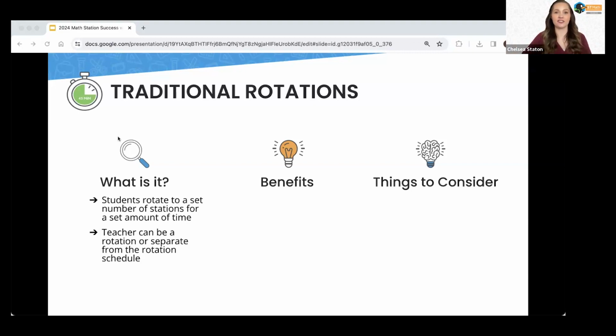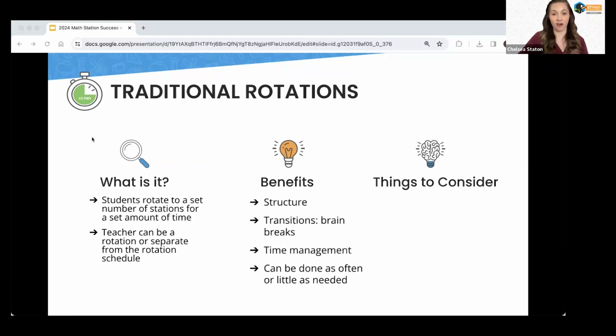So this is where students sit at groups and rotate on a set amount of time. It's what I feel like people picture when you think of math stations. So it's more structured, it's more timed. Students sit there for a certain amount of time and then go to the next activity all at the same time. And so the teacher can be a station, or they can be separate and pull from the stations.